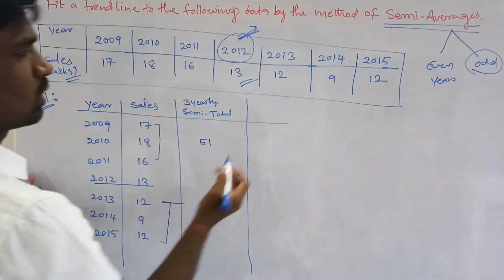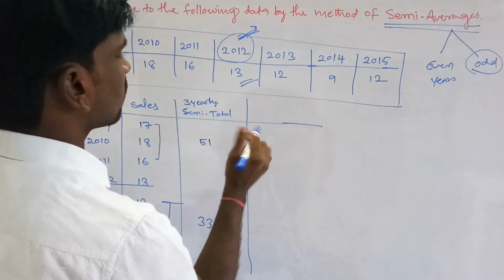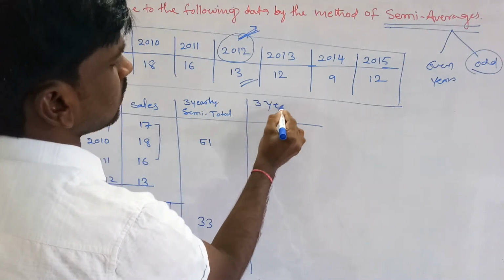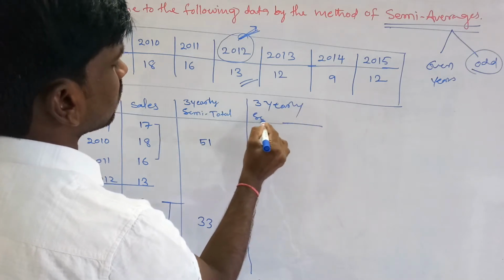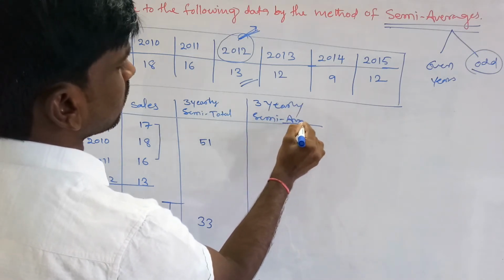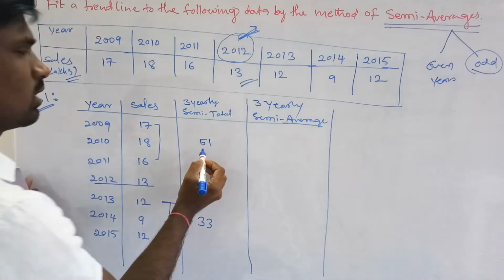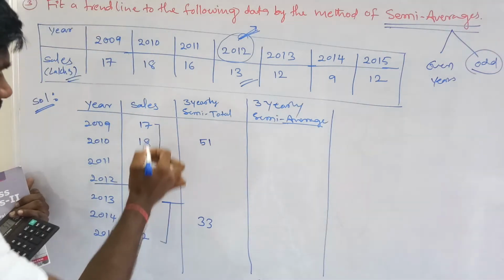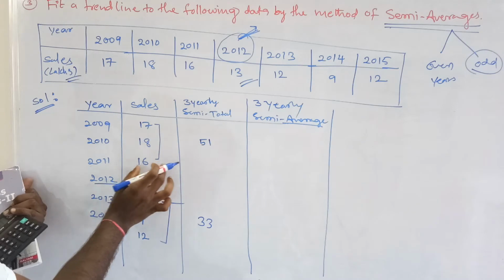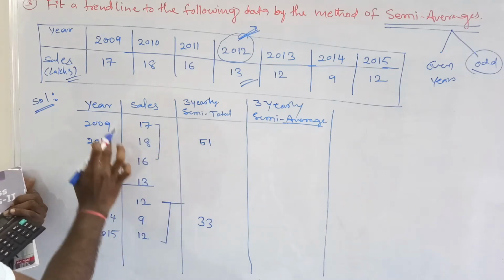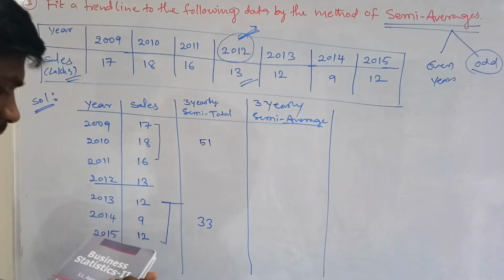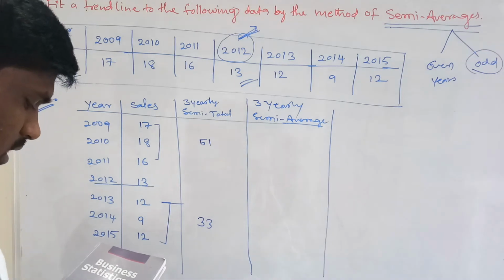3 year semi total. Then 3 yearly semi average. So this 51 is the sum of these three values, these 3 years' sales. Then 51 divided by 3 years.